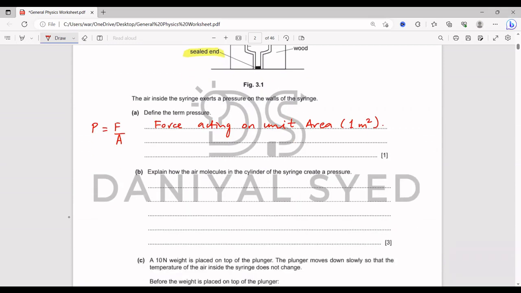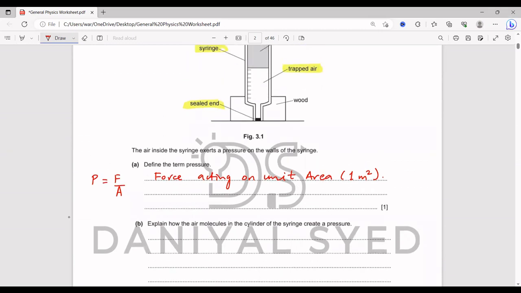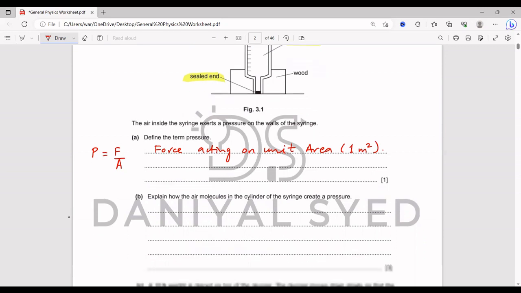Now, explain how the air molecules in the cylinder of the syringe create a pressure. So guys, when the air is trapped inside the syringe, the air particles are in constant random motion. Due to their constant random motion, they make frequent collisions with the wall of the syringe. During the collision, they apply force on the wall of the syringe, and the wall has a certain area. So when the force acts on an area, it ultimately develops pressure inside the syringe.